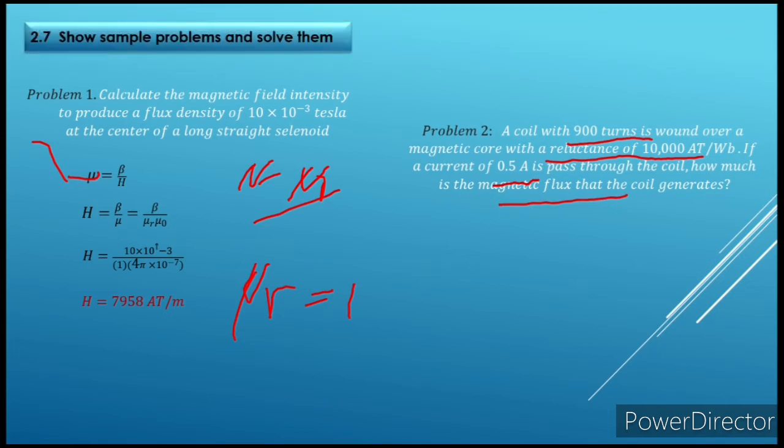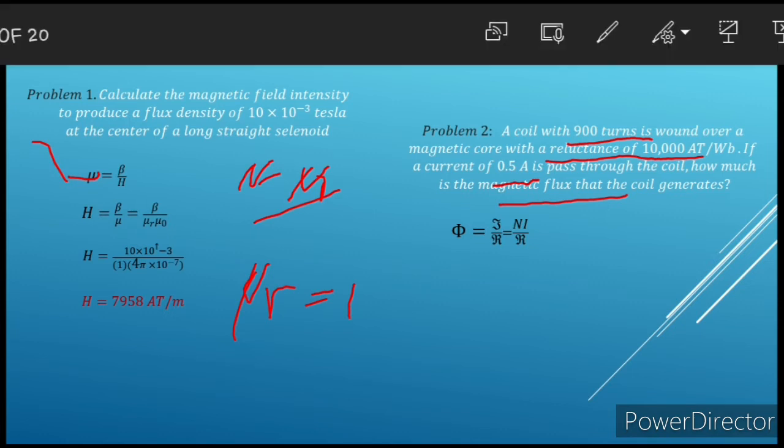So based on the given, since we don't have a given magnetomotive force but we have a given number of turns and current, we will use this formula. Flux is equal to the magnetomotive force over reluctance, and we change the magnetomotive force into number of turns times current over reluctance, and plug in the given values to the formula.